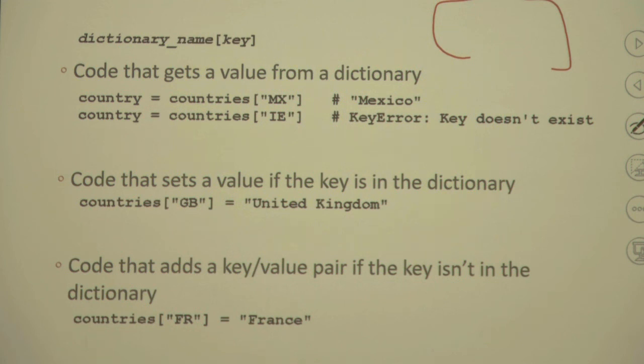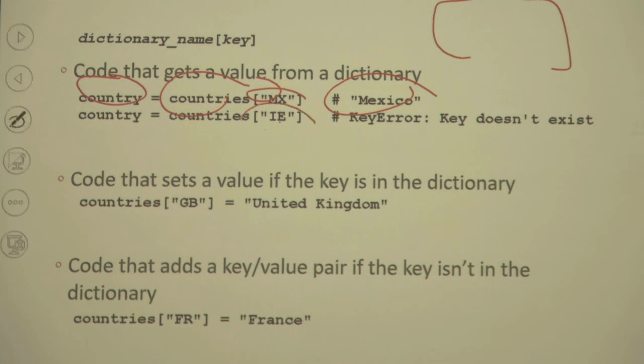So countries, for example, that's a variable I have created. What is the value from the dictionary countries where the key is MX? It will give you Mexico. How about IE? It will give you a key error because there's no such key. Again, you have to be careful when you deal with the keys.